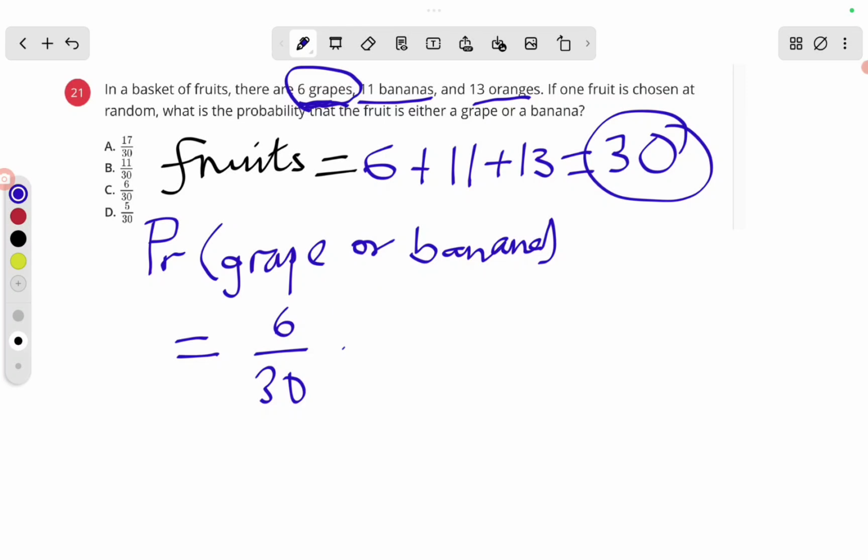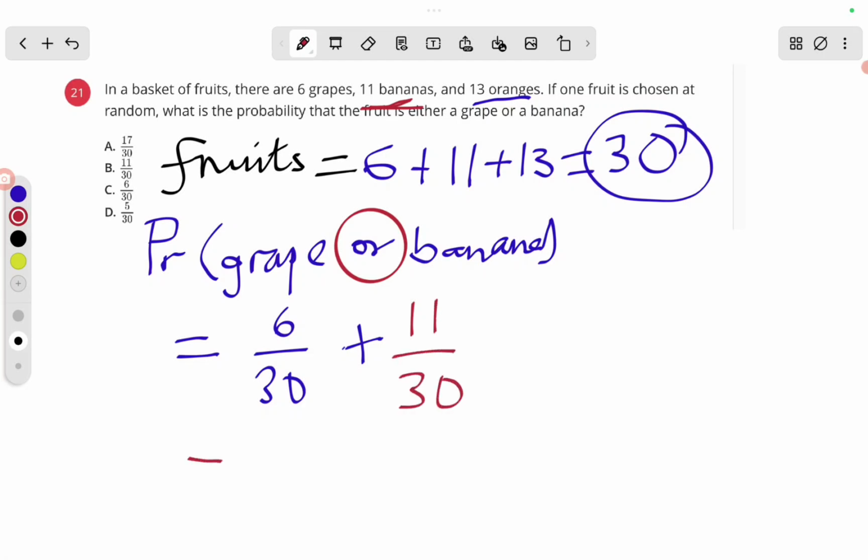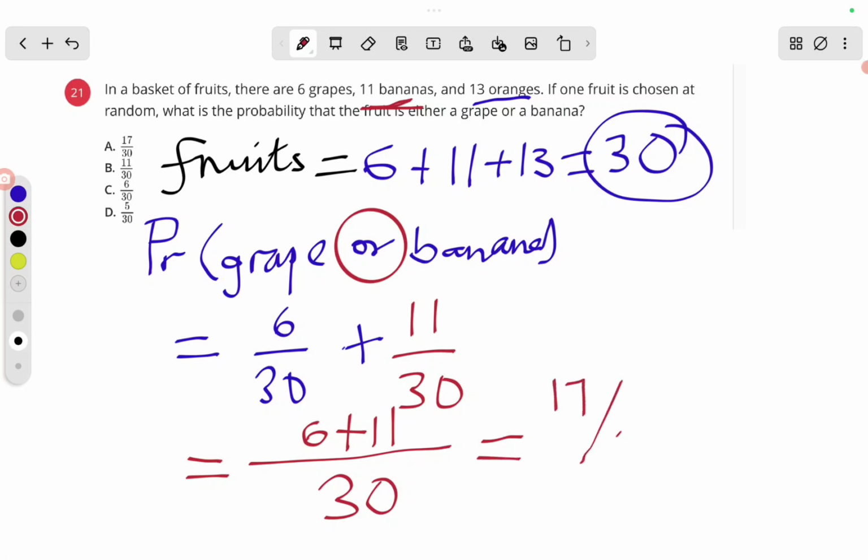Then plus, we're going to make use of plus because of this word or. Then the banana, how many bananas do we have? We have 11 bananas. So we're going to have 11 over 30. This is same thing as 6 plus 11 divided by 30, and our final answer is 6 plus 11, that is same thing as 17 over 30, which is the same thing as the option.